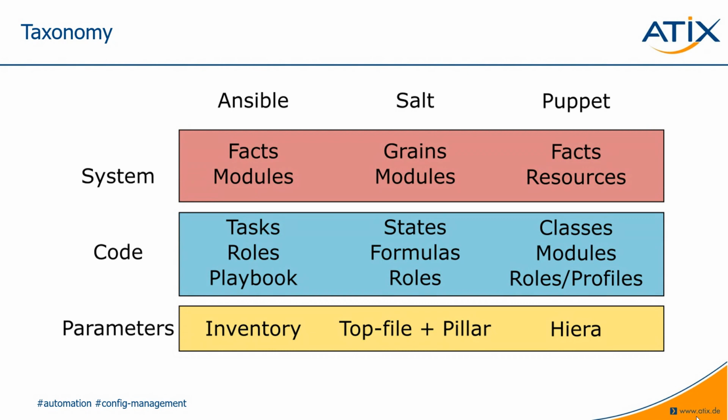And for the parameterization in Salt and in Puppet, there is the possibility to group all my hosts into certain layers. So again, in Puppet, this is called hierarchy. So I can have a hierarchy file which applies to every host. I can have a hierarchy file which applies to only certain operating systems or only to certain domains, until I have a hierarchy where the top layer is always a layer which is only for a single host, and is basically the name of the host.